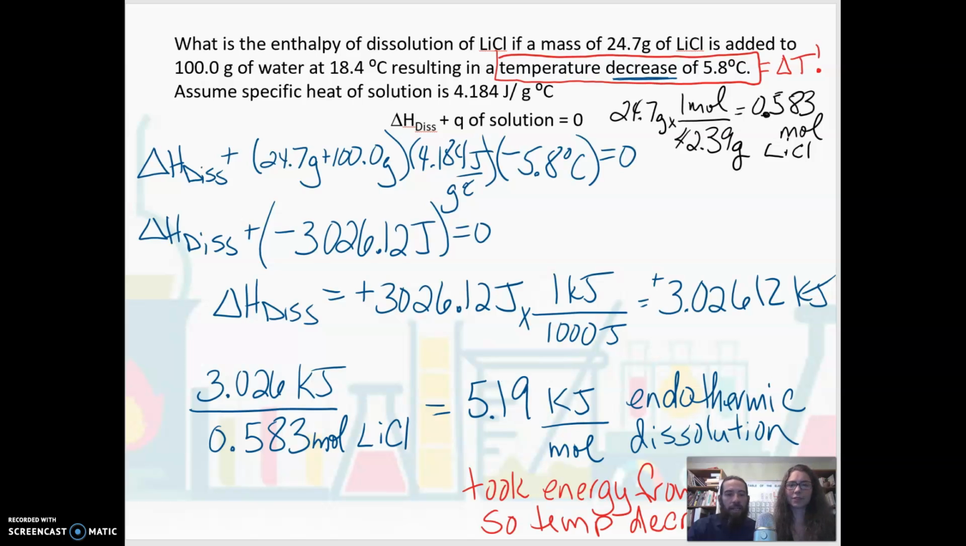Could be. Edit that. No one's looking. Oh, 5.2. 5.2 kilojoules per mole.